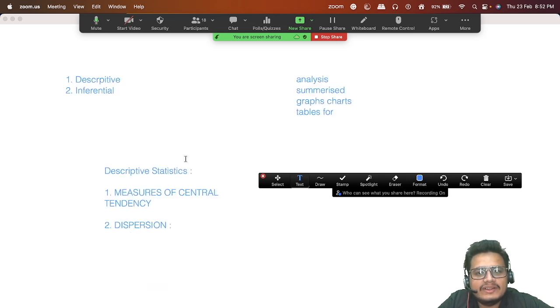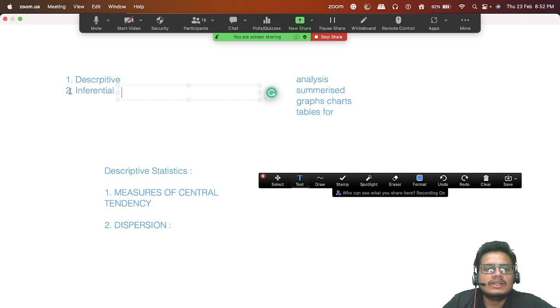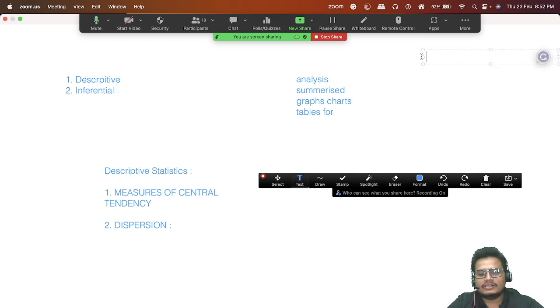Now coming to the second one, inferential stats. For inferential stats, we take a sample data and we do some analysis or some test on the sample data, and based on the results on my sample data, we draw conclusions about the population of data. Now we have two terms here, one is sample and second is population. Let's discuss it now only.